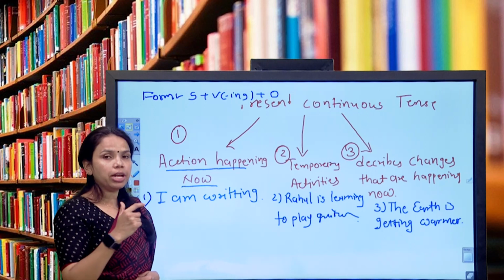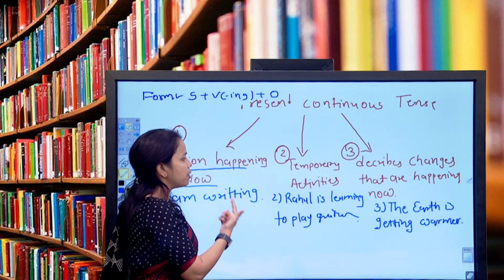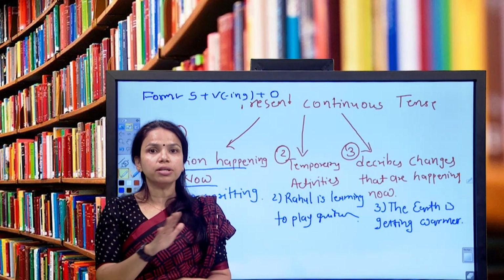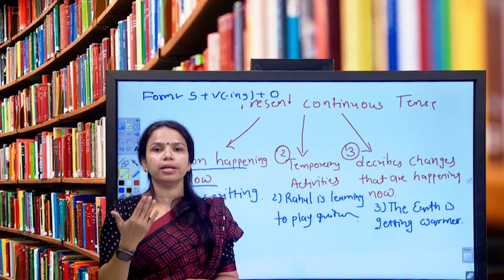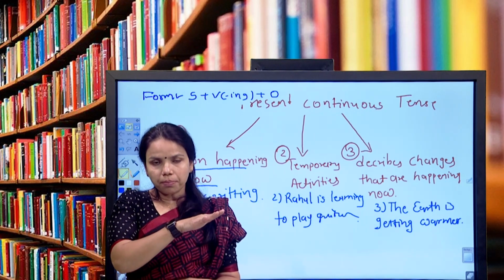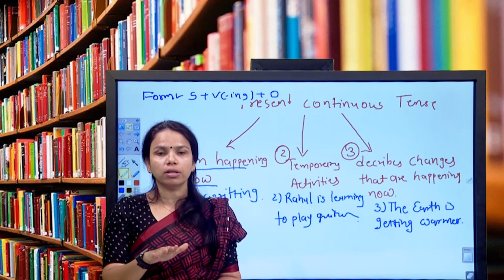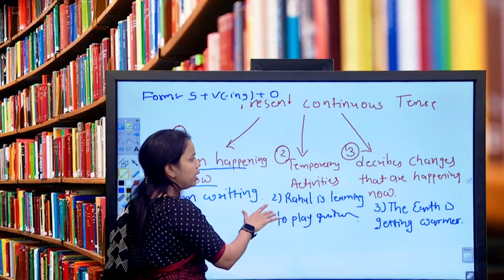Temporary activities, when you have to show temporary activities, like here is a sentence, Rahul is learning to play guitar. Rahul has not learnt, but Rahul is trying to learn to play guitar, right? So now the activity of learning is currently going on, right? So Rahul is learning to play guitar.